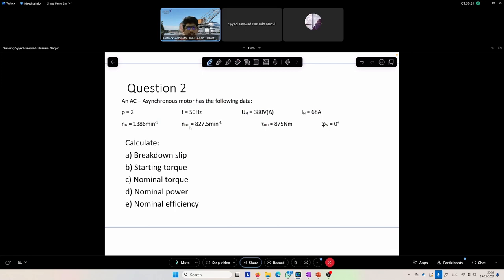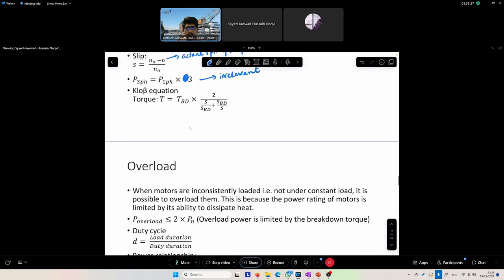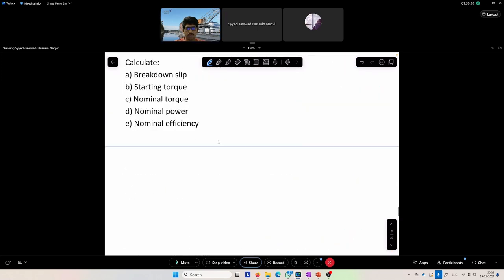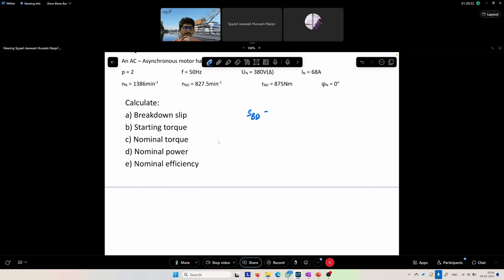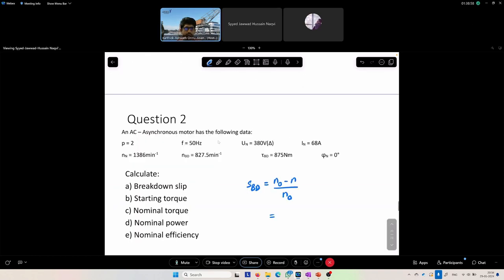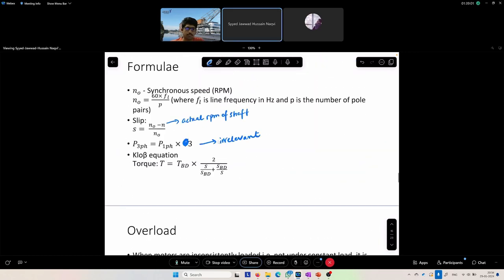SBD. Just use the slip equation. N naught minus N by N naught. And in this case, n will be nbd, which is given to us as 827.5. And n naught would be n nominal? No, no. N naught is synchronous speed. Calculated. Well, not a synchronous speed, so I'll just calculate it by, okay.